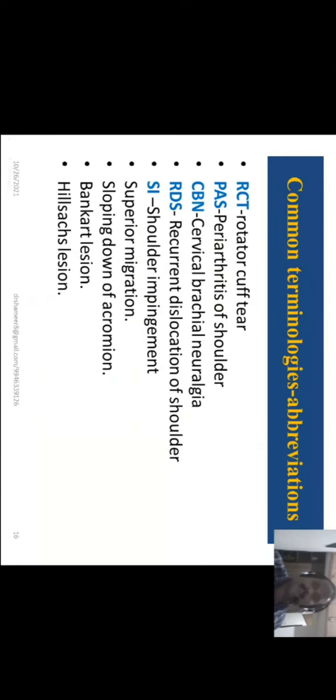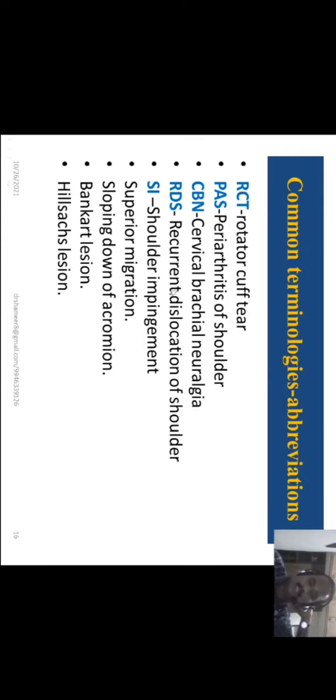Okay, and there are common terminologies in our practice. We can see them in modern orthopedician prescriptions. So it is better to understand these, like RCT. If the doctor diagnosed an RCT, it means a rotator cuff tear. Okay, this is very important for the diagnosis in modern prescriptions. RCT means rotator cuff tear, and PAS means periarthritis of shoulder. In many prescriptions of modern practitioners, we can see these terminologies.